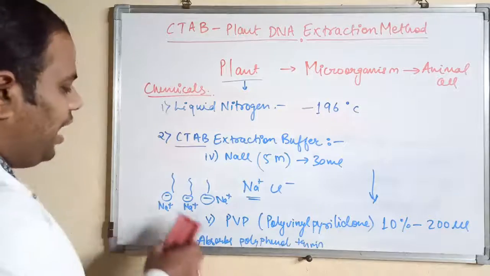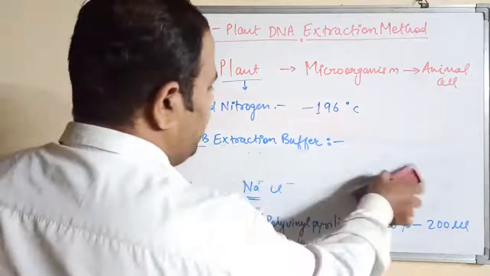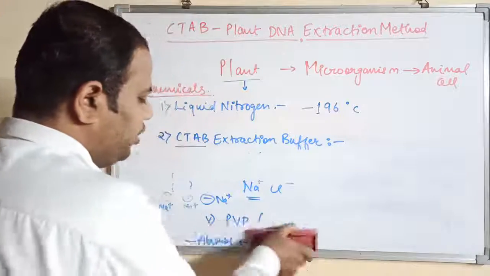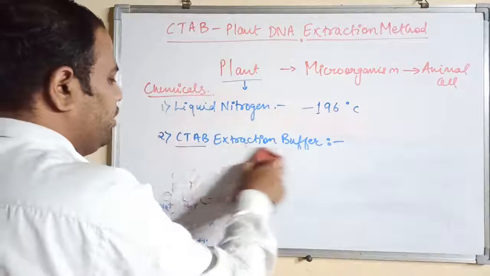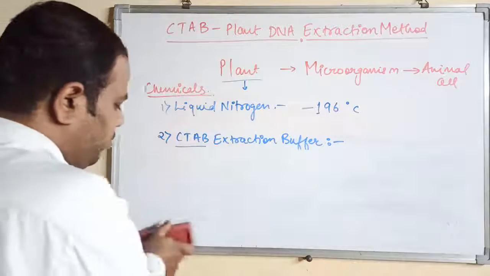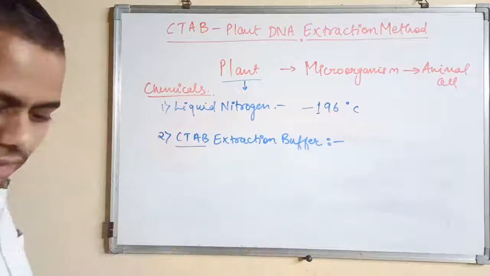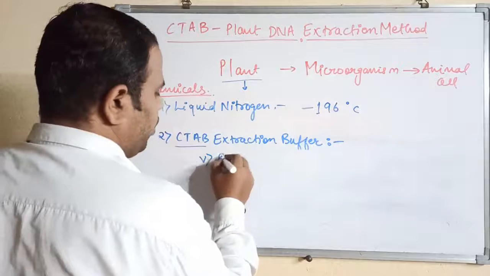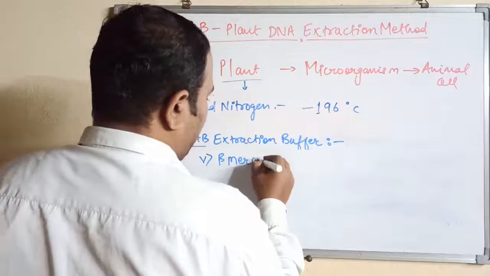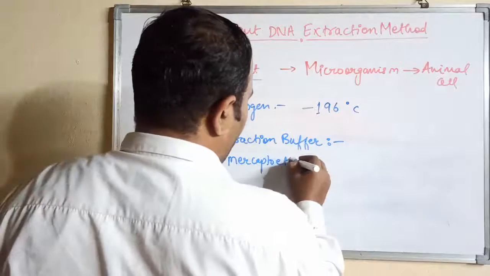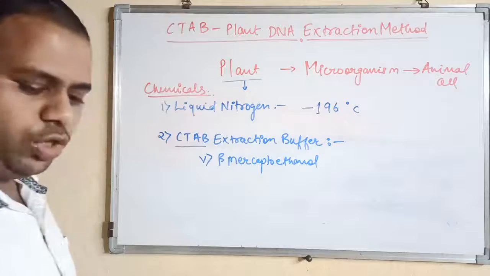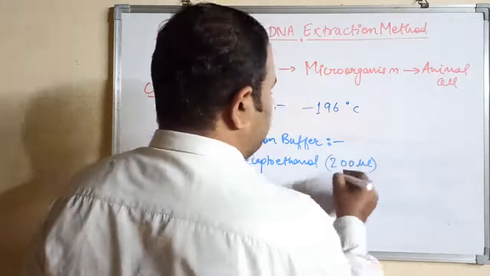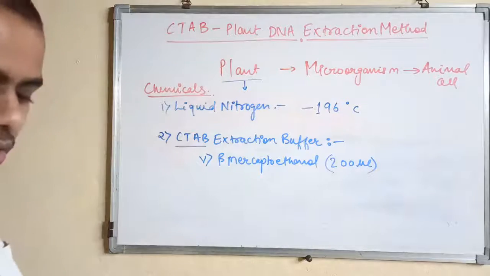Okay, and the last reagent that is used here is the CTAB extraction buffer. I told you that this is required in 200 microliter amount only. So we require the 10% solution here in the CTAB extraction buffer. Okay, and the last component that is required here is beta-mercaptoethanol. Beta-mercaptoethanol is also called 2-mercaptoethanol, and it is required in 200 microliter concentration.